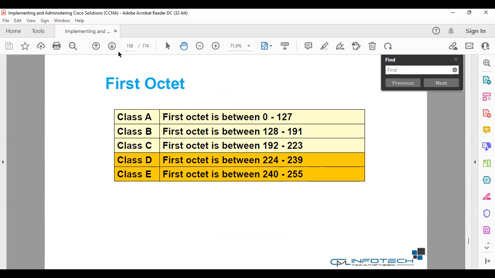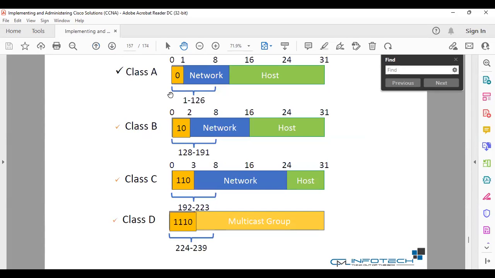Let's say, for example, we talk about class A first, then class B, then class C. There are certain numbers already reserved. Class A is reserved from 1 to 126. So if you see a number starting with 1 to 126, this is always referred to as class A.